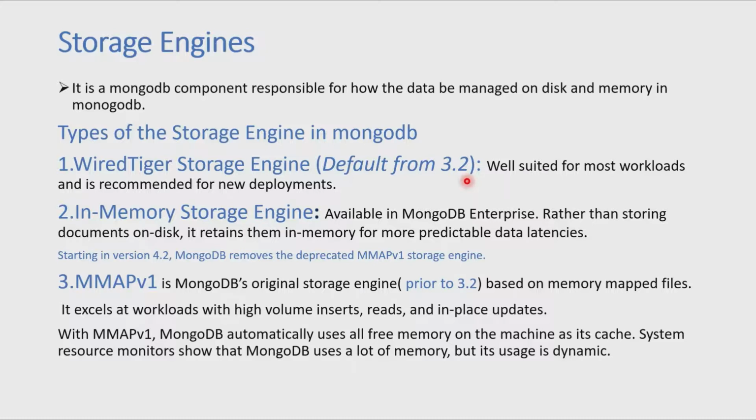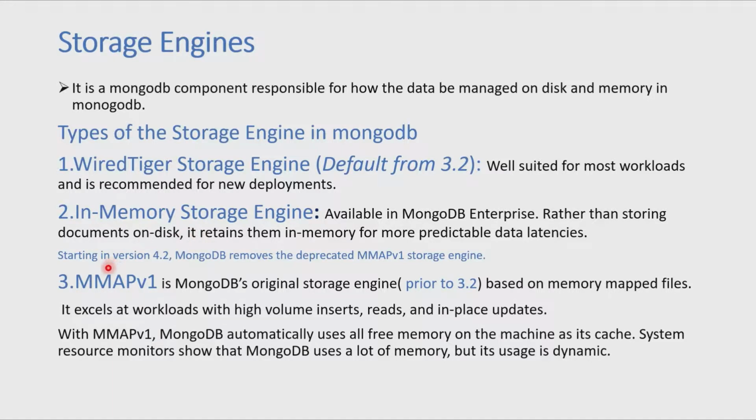The second storage engine which is available, in the MongoDB enterprise version, is the in-memory engine, and what it does is keep everything in memory rather than keeping it on the disk. And it is very fast because it is coming from memory, by design.